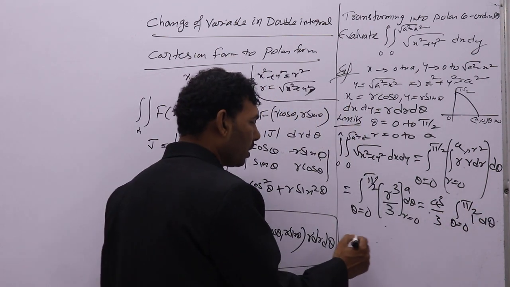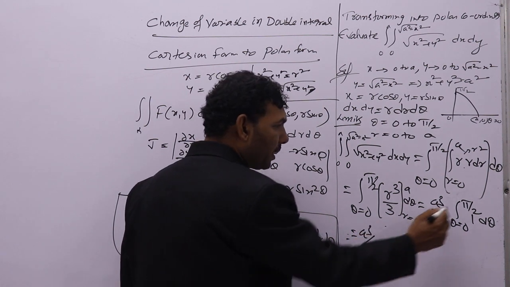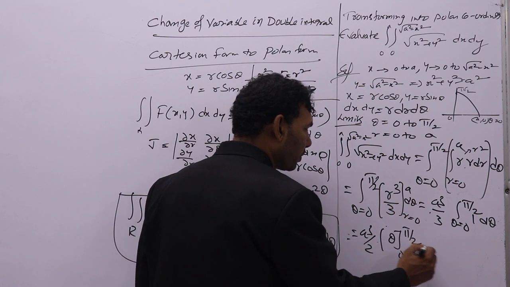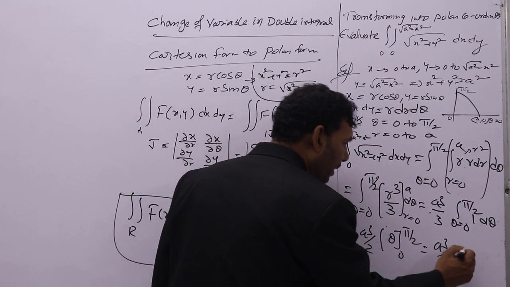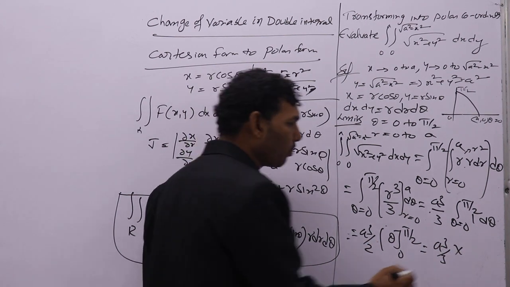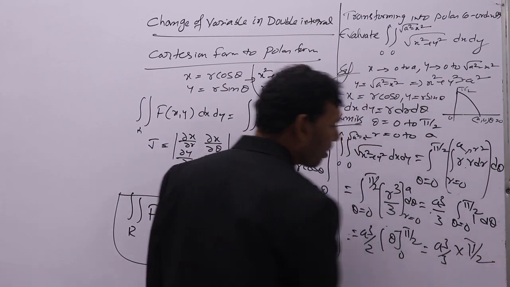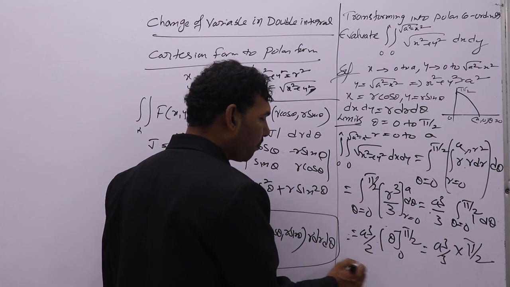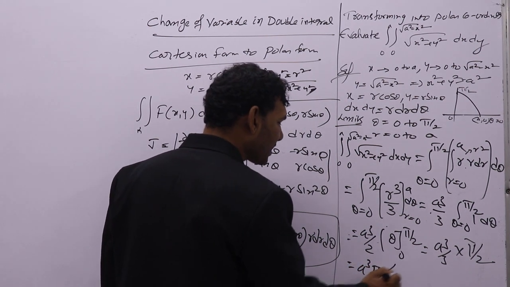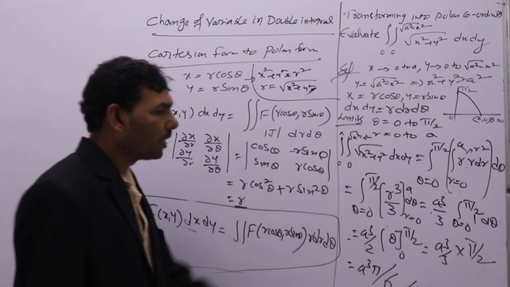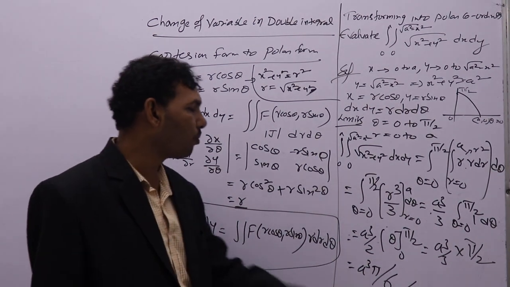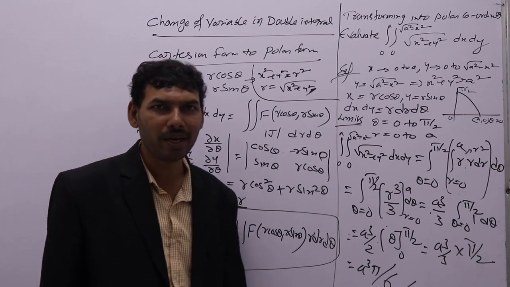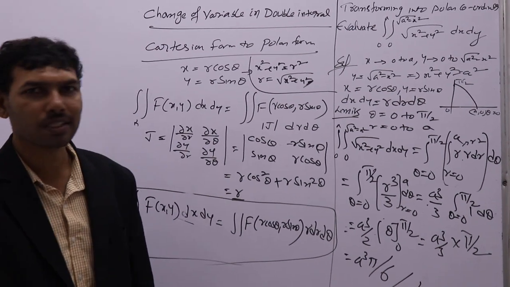So now a cube by 3 integral 1 d theta, 0 to pi by 2. So a cube by 3 into, if you write in the place of theta pi by 2, you will get a cube pi by 6 as the answer. 3 twos are 6. So pi a cube by 6 is the answer. Clear? Any doubts you may express.